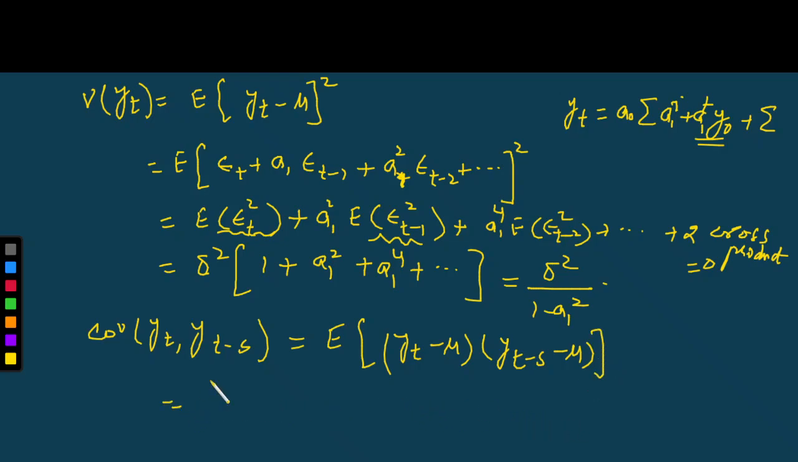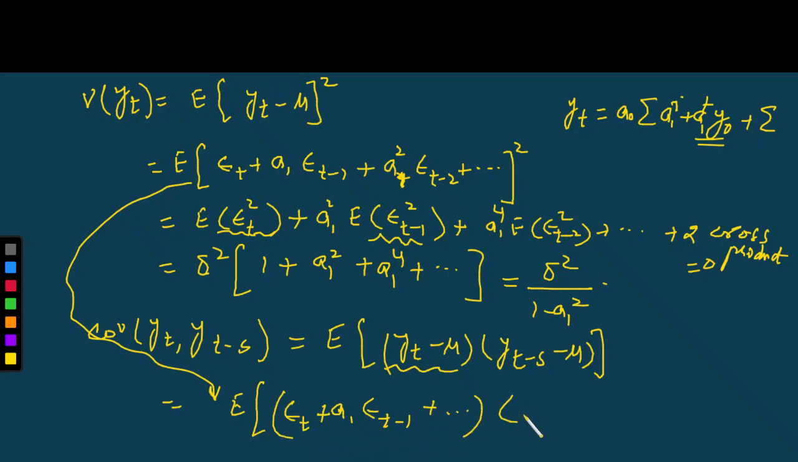And if you will, for this one here, the expected value of epsilon t plus a1 epsilon t minus 1, plus so on, epsilon t minus s plus a1 epsilon t minus s minus 1 plus a1 square epsilon t minus s minus 2 and so on. As a small exercise, instead of taking s as general, you can take s equal to 3 and then do these calculations.